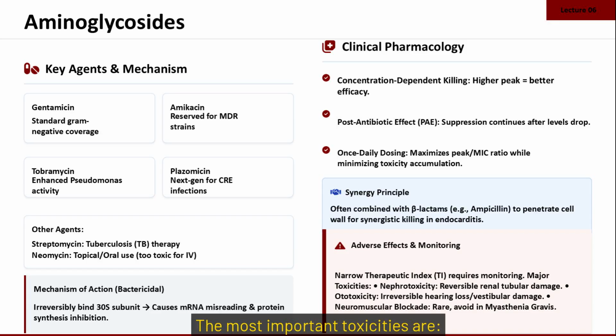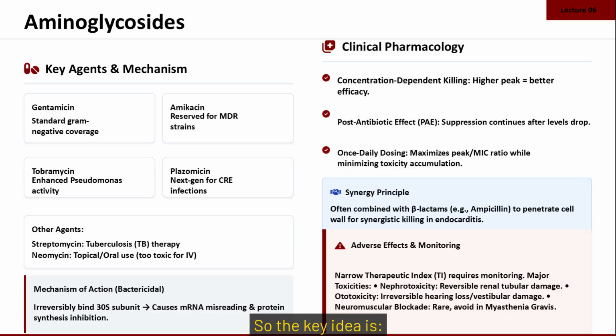The most important toxicities are nephrotoxicity, damage to kidney tubules, usually reversible; ototoxicity, damage to hearing and balance, can be irreversible; neuromuscular blockade, rare but important, especially in patients with myasthenia gravis.